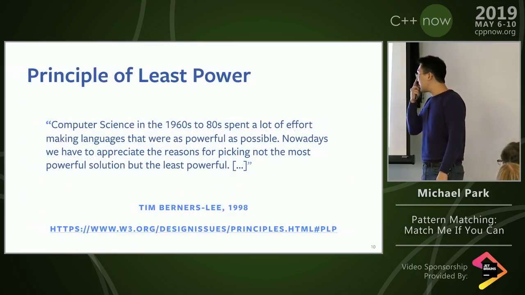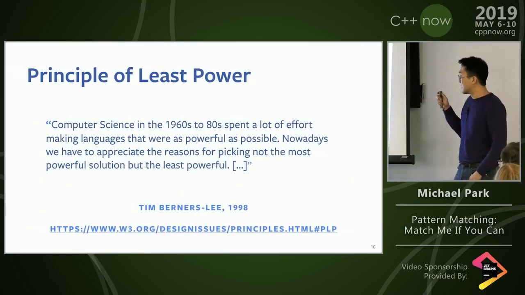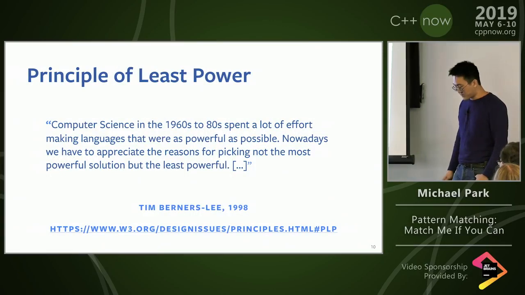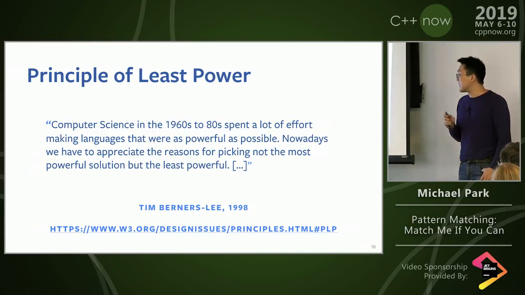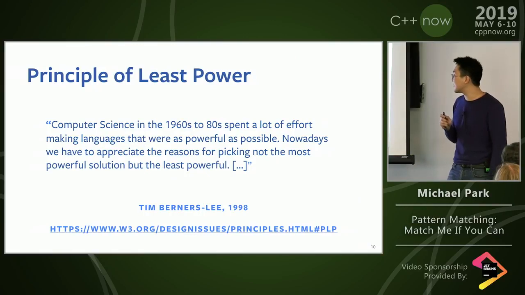And so this is obviously not a new idea. This is the principle of least power described by Tim Berners-Lee in 1998. Computer science in the 1960s to 80s spent a lot of effort making languages that were as powerful as possible. Nowadays, we have to appreciate the reasons for picking not the most powerful solution, but the least powerful.